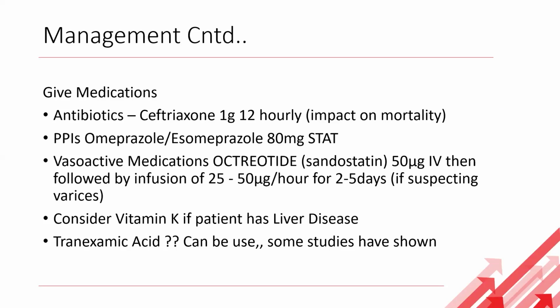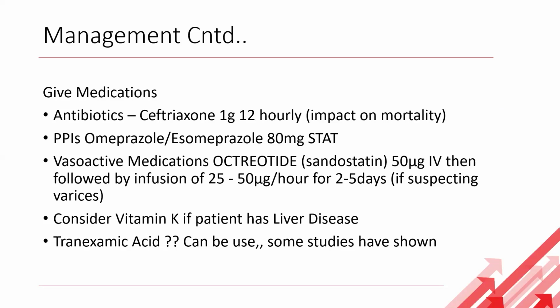The other thing that we usually give is your PPIs, your omeprazole or esomeprazole, 80 milligrams to start, and then after that, you can do an infusion of the same if you're able to do that in your facility. Now, there's this drug called octreotide, which is a sandostatin. This one is only given if you suspect that your patient has esophageal varices.